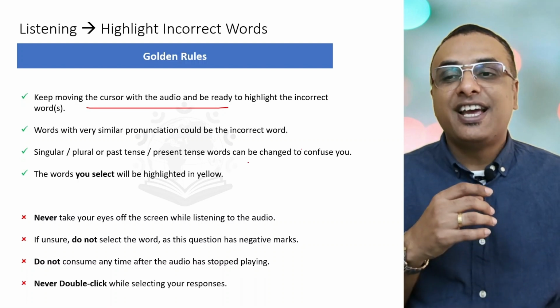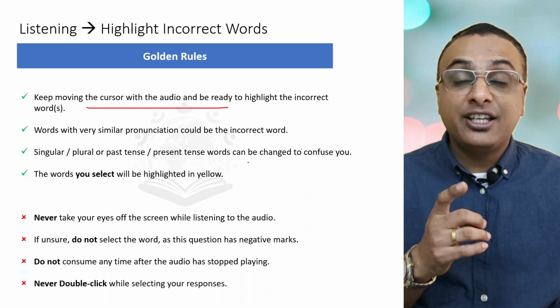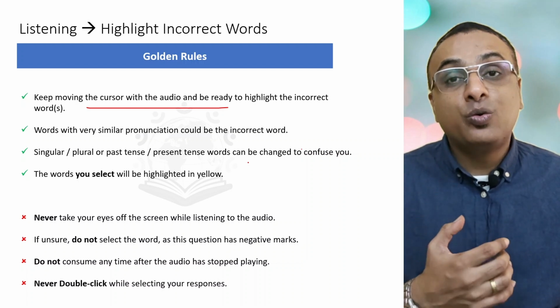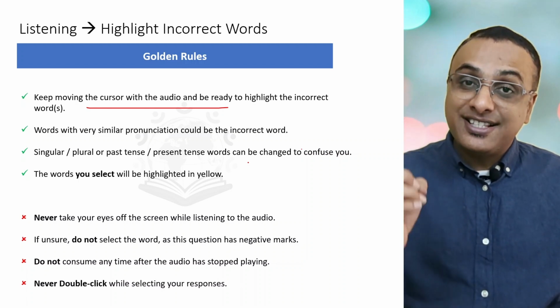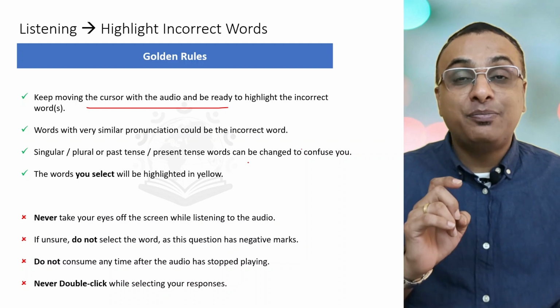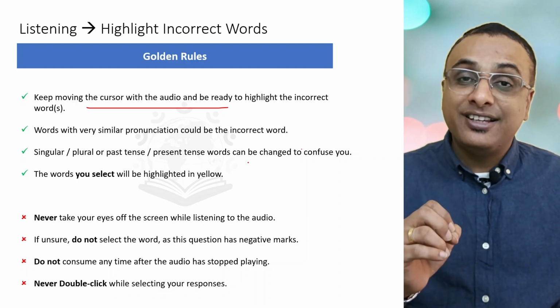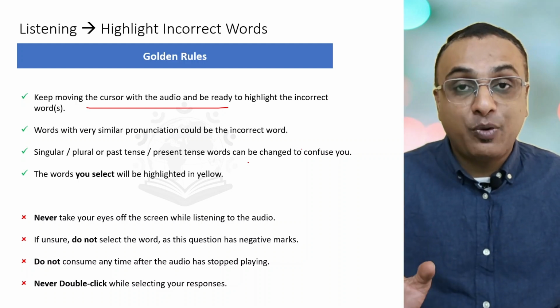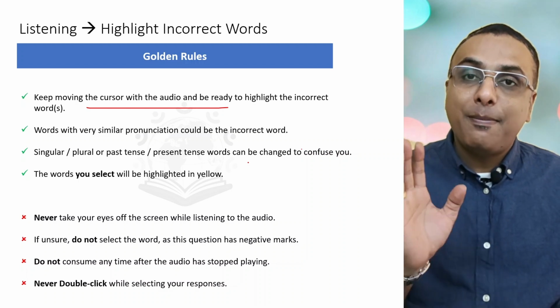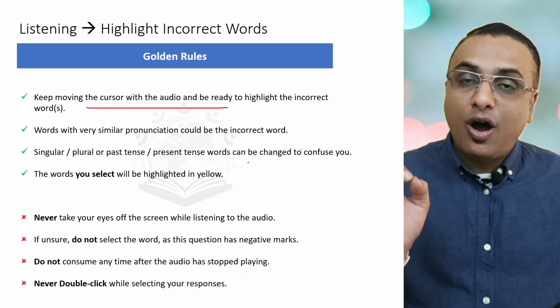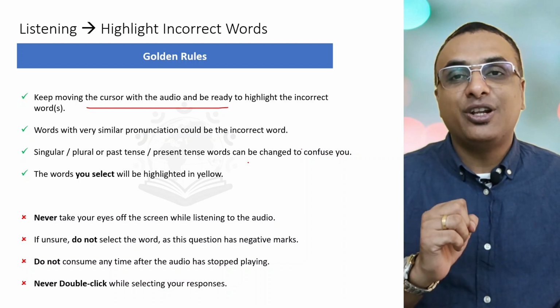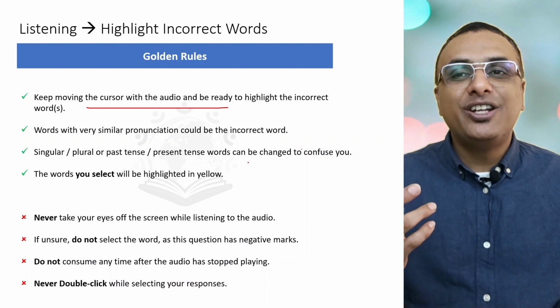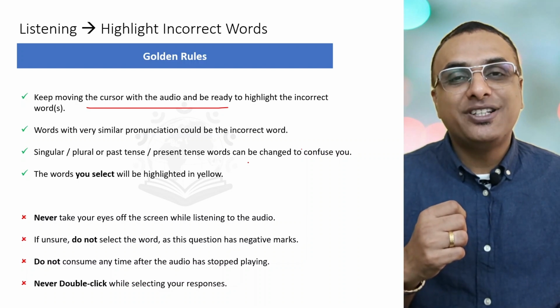Last but not the least, never double click while selecting your response. What could be the scenario over here? If you double click, it will select and unselect that particular word. PTE will think that you haven't selected any response at all. A lot of people are making this mistake, so avoid doing this mistake. Just click once on that particular word. So these are the golden rules for your highlight incorrect words question.